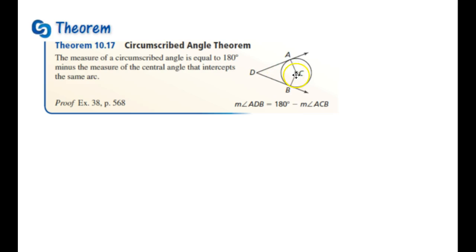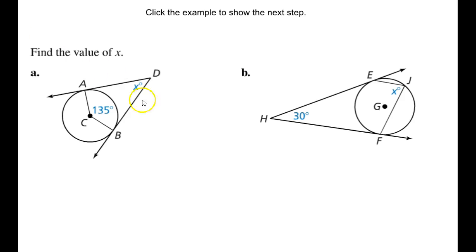And I can do that because I know that a line that is tangent to a circle intersects that radius at exactly 90 degrees. So I know I already have 180 degrees out of my quadrilateral that I've created. So I know I always do 180 minus my central angle will give me this circumscribed angle. So let's look at an example.